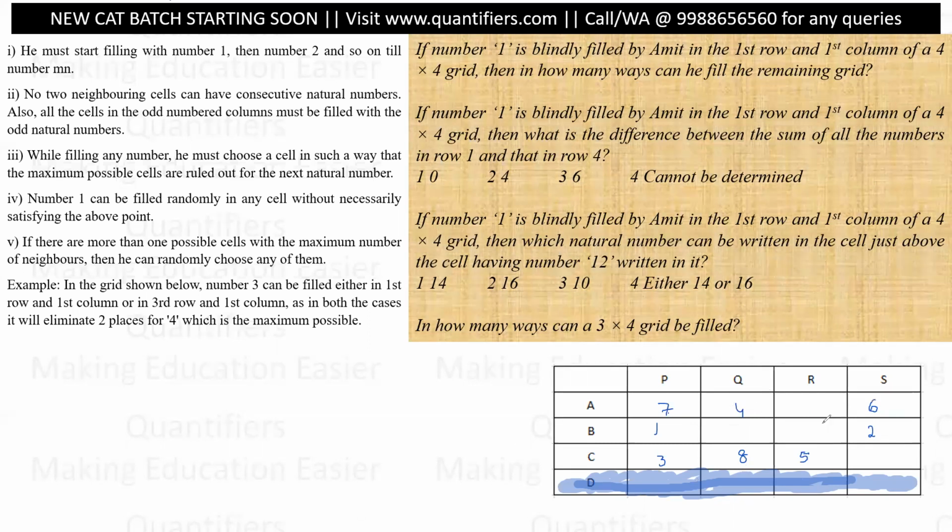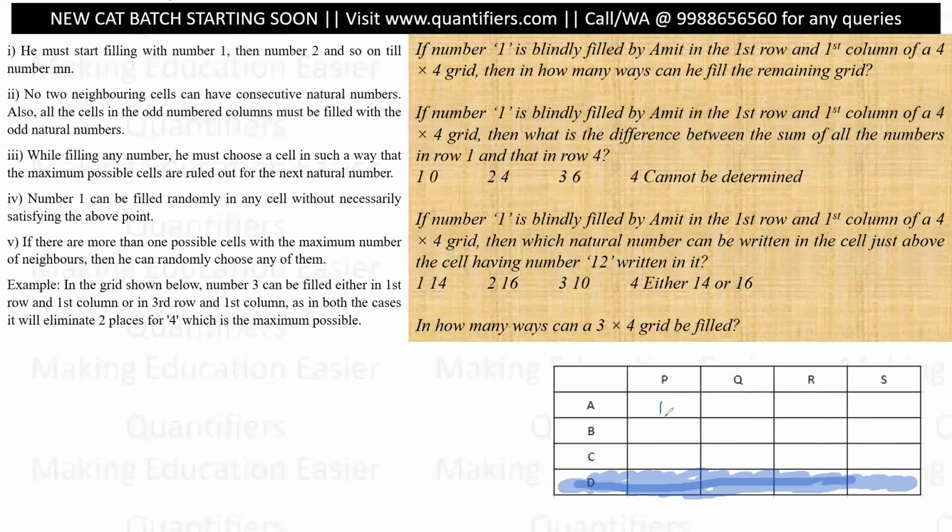Now 9 cannot be here. 9 will definitely be here. 10 cannot be here. 10 will definitely be here. Now this leaves us 2 places for 11 and 12, which are neighboring, which means that this is not possible. But let us take one more case in order to establish our result.